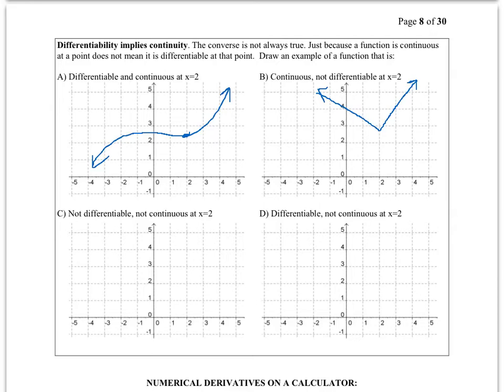For graph C, not differentiable, also not continuous at x equals 2. Based off of the fact that it's not continuous, you could draw a piecewise function or a vertical asymptote, anything, as long as it's not continuous at x equals 2. And then D, to draw a graph that's differentiable but not continuous, this is not possible. It has to be continuous in order to be differentiable.